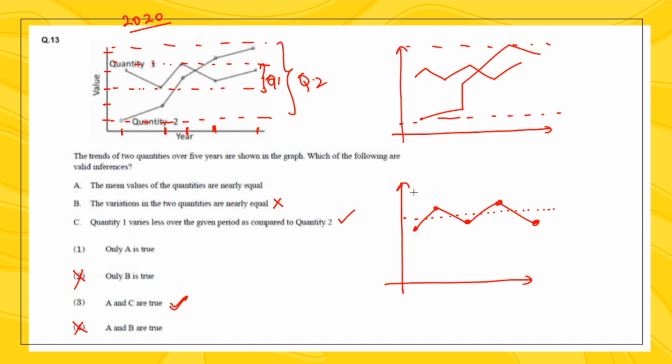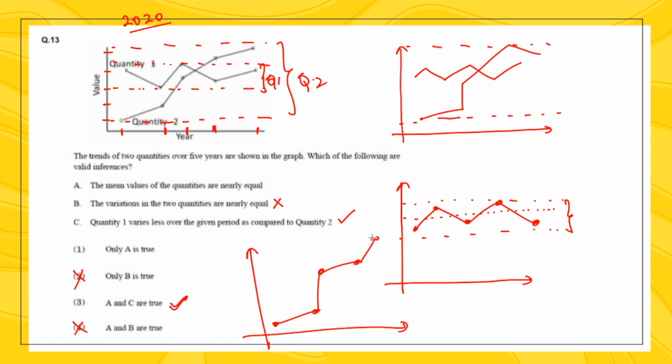Whatever variation I told you, it was varying between these two limits, so the mean will pass through the center of this. Whereas if I have one more graph which is going like this, let's say, its variation is happening between these two limits. Where will the mean go? The mean will go through the center of the variation. So this is the mean graph.